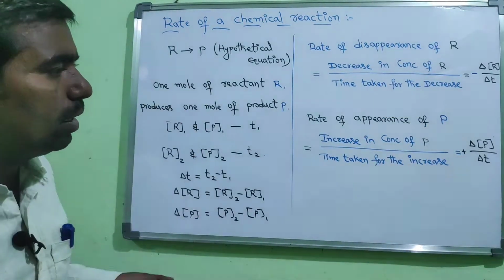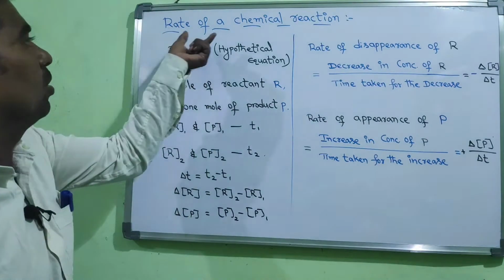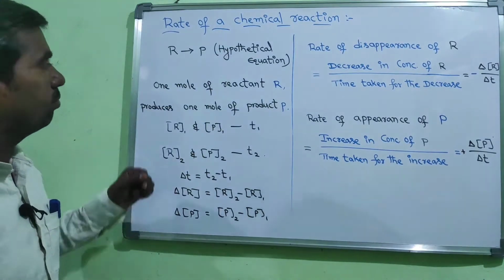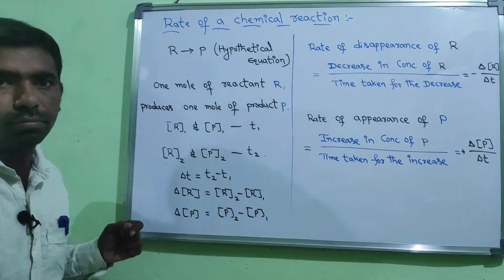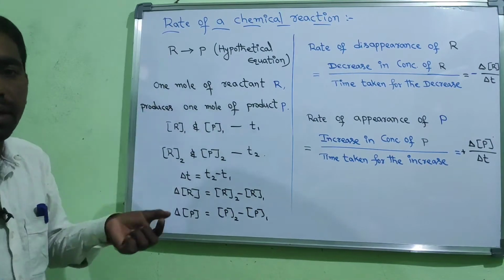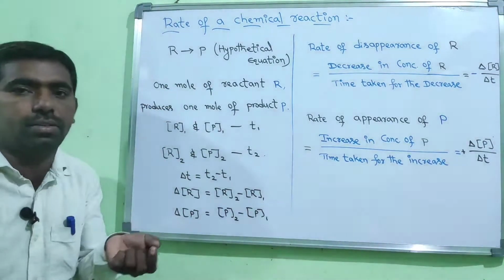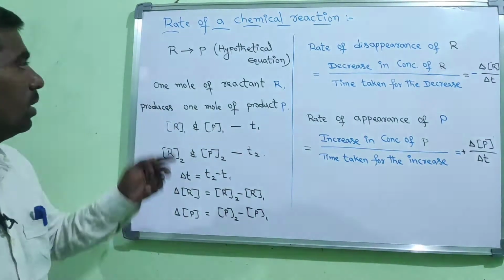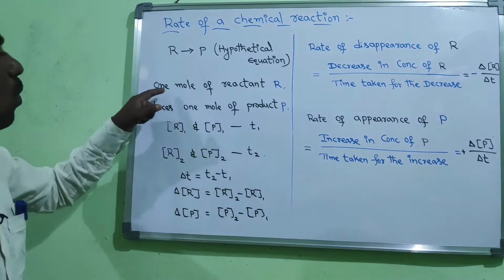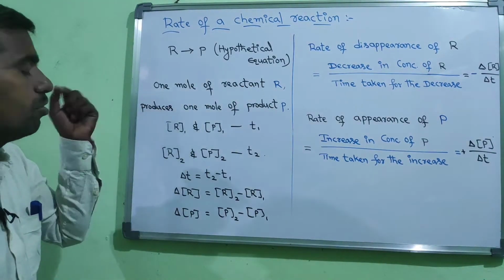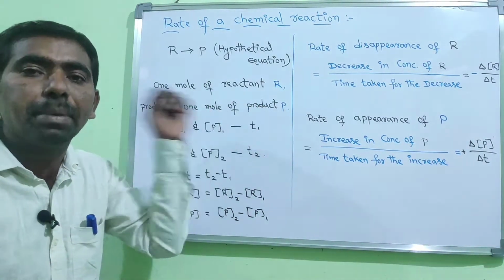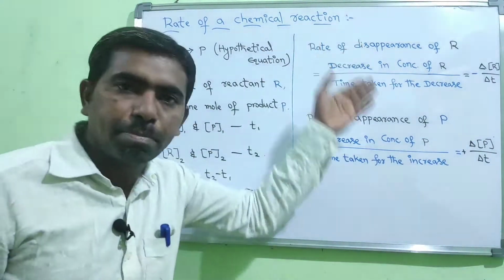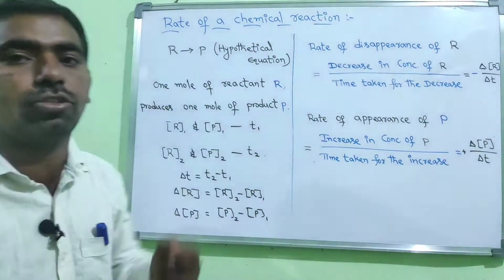Now I am deriving a mathematical expression for the rate of a chemical reaction. I am taking a hypothetical equation, that is R gives P. Here on the left side capital R represents the reactant, and on the right side P represents the product. In this hypothetical equation, 1 mole of reactant R produces 1 mole of product P. This is an assumption for deriving the mathematical expression for the rate of a chemical reaction.